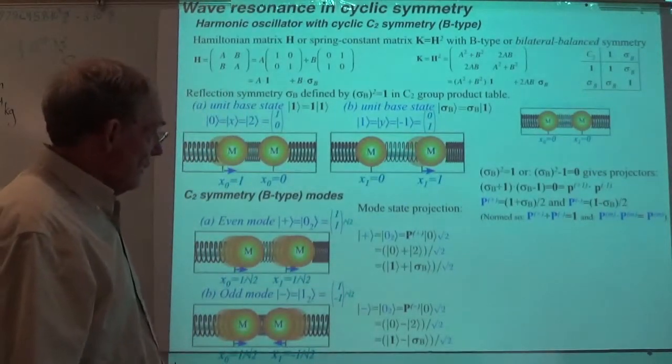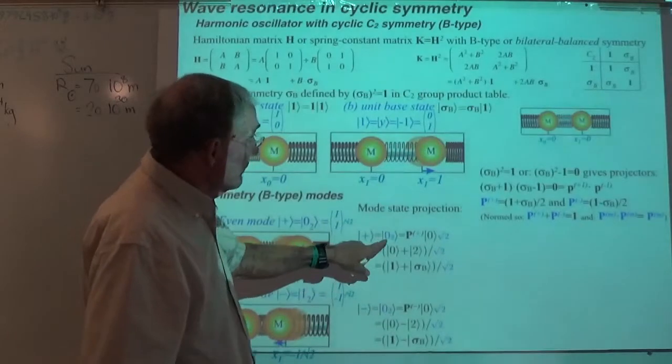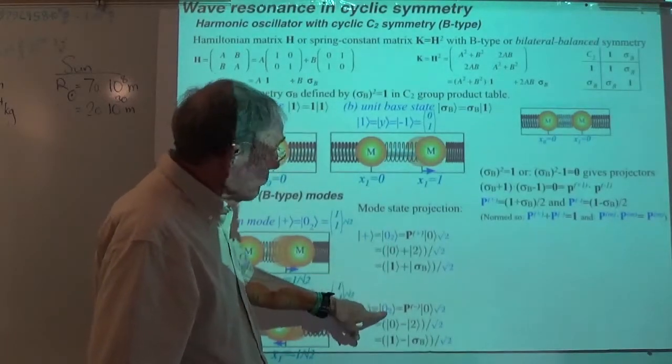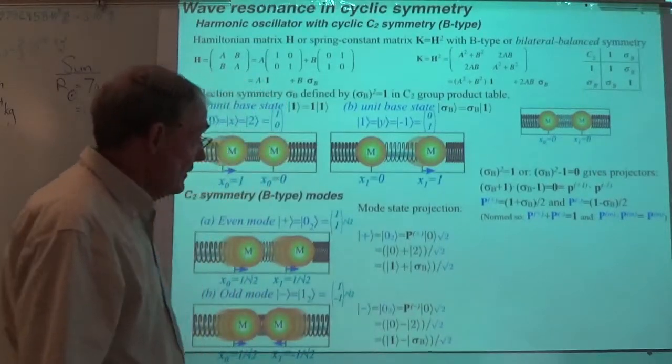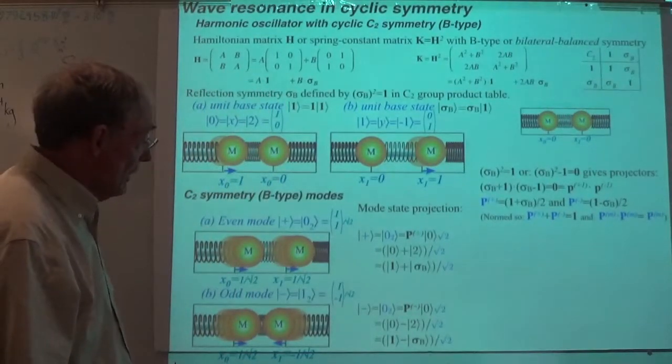And I see an error right here. This one is 0 mod 2, this one should be 1 mod 2, and it's associated with the odd or minus symmetry.